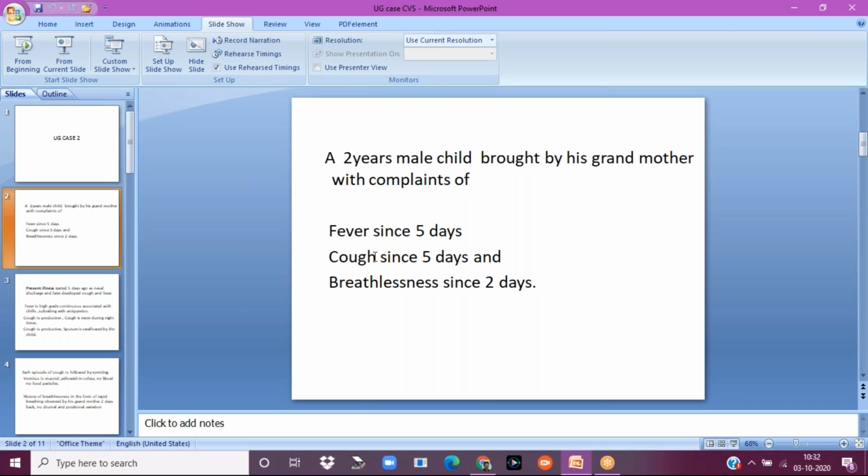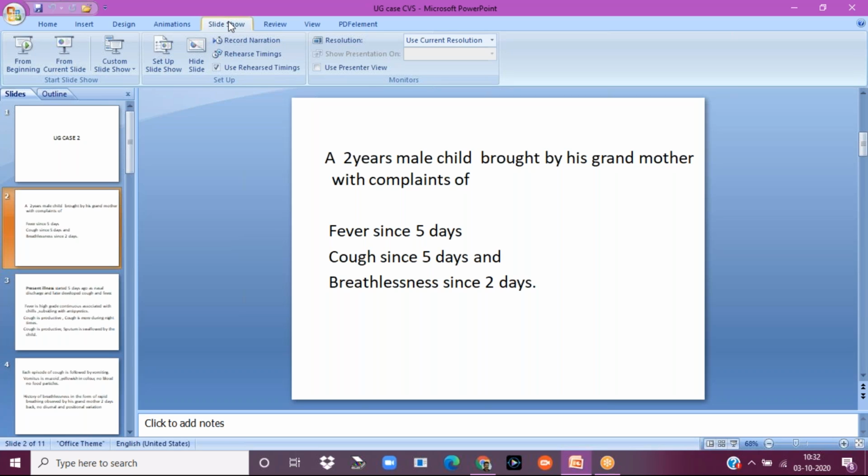A 2 year male child brought by his grandmother with complaints of fever since 5 days, cough since 5 days, and breathlessness since 2 days. Okay. So, what is the chief complaint here? Ma'am, fever, cough, and breathlessness. So with these chief complaints, what are the possibilities?